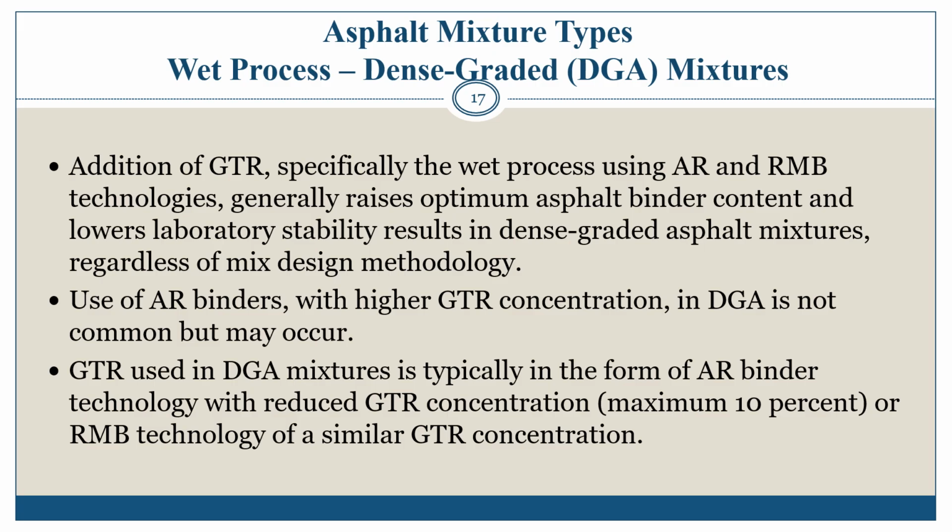Use of asphalt rubber binders with higher GTR concentrations, 15 to 20%, for example, is not common in DGA but may occur. GTR in dense graded asphalt mixtures is typically in the form of asphalt rubber binders with reduced GTR contents, less than 10%, or rubber modified binder technology of the same GTR concentration.